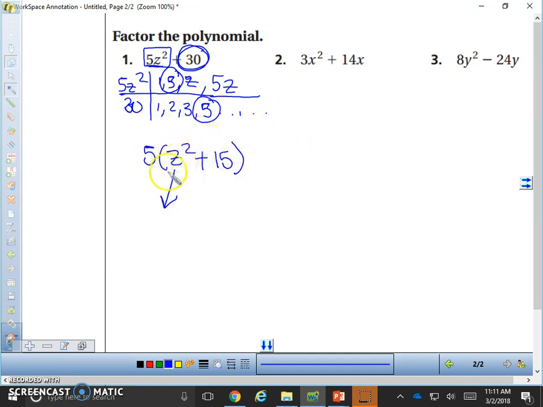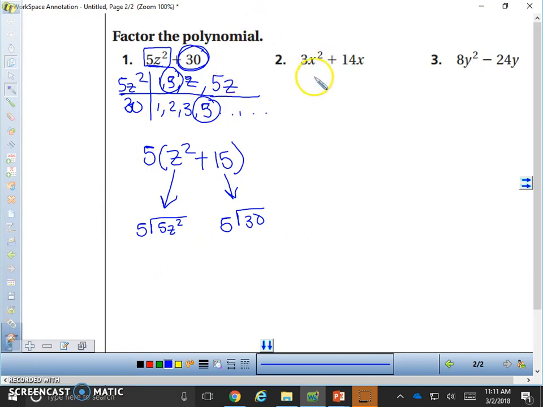Here's where I got this number from. 5z squared divided by 5 leaves you z squared. How did I get 6? 30 divided by 5 is 6. All right, that's how we got it.